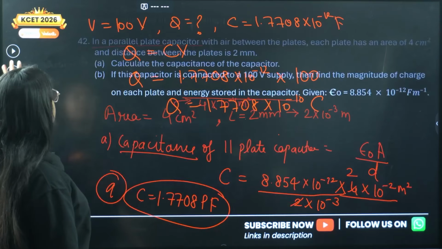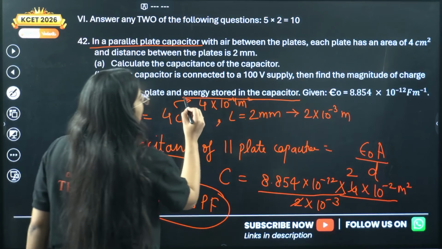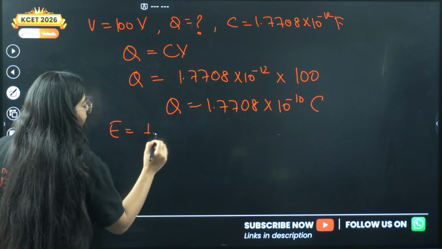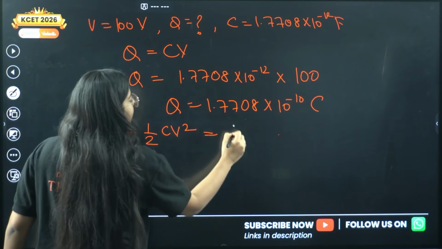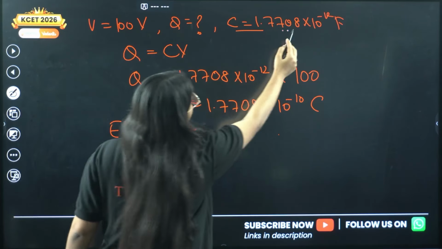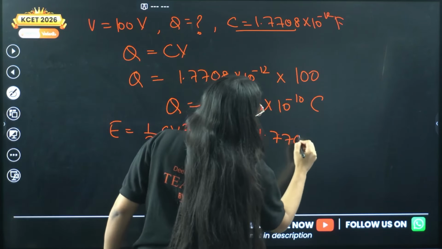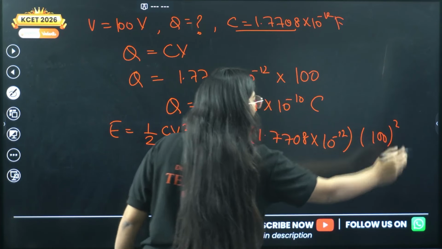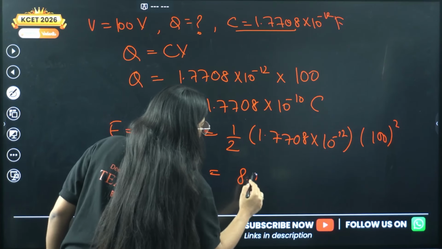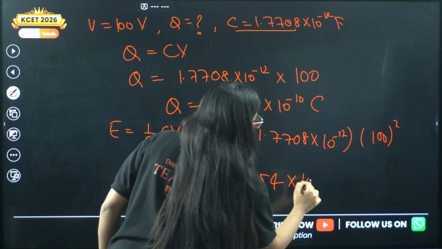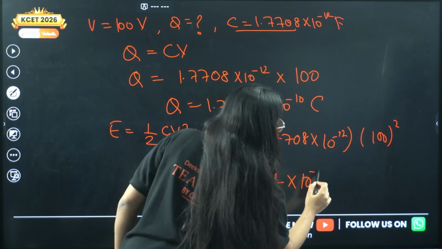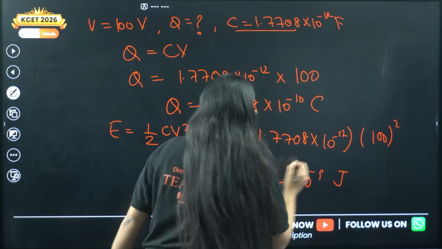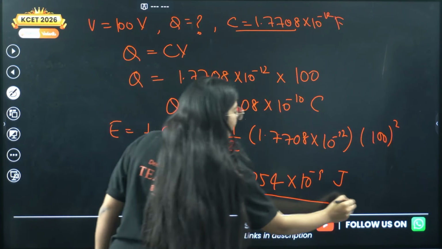Now what else have they asked us? They have also asked us to calculate the energy stored in that capacitor. Correct? We know energy can be calculated by half CV square. I know the value of C, which is 1.7708 into 10 raised to power minus 12, into voltage 100 squared. So I'll get around 8.854 into 10 raised to power minus 9 joule. Correct? And this is the energy of the capacitor.